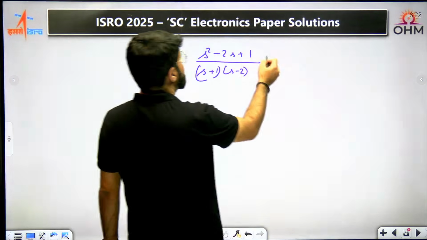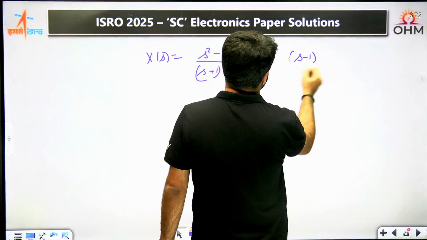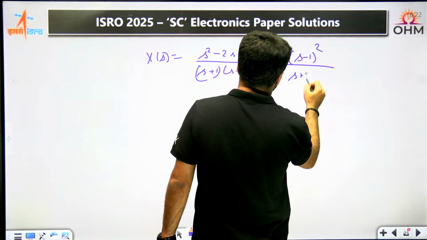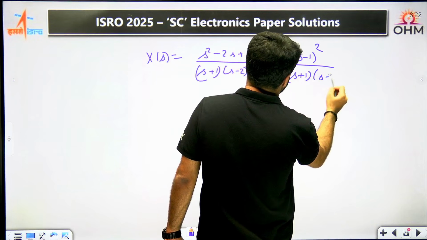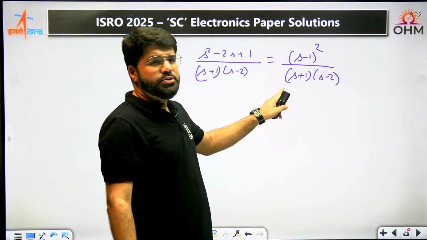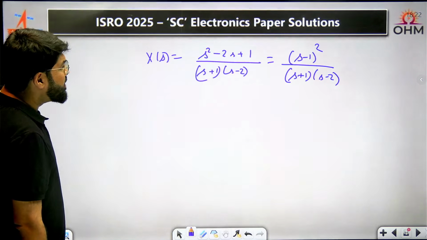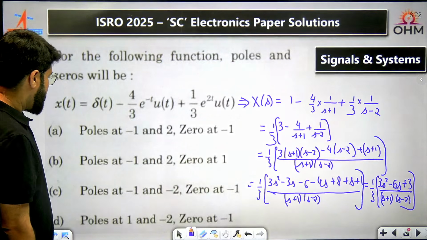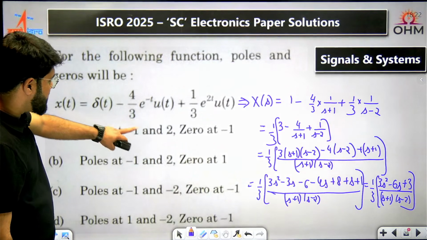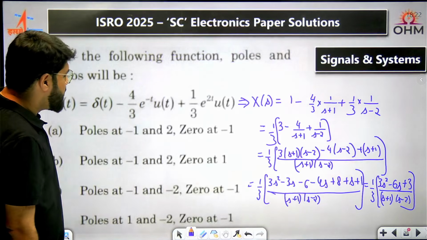Now this is a minus b whole square. This is nothing but (s minus 1) whole square by (s plus 1)(s minus 2). So what are the poles? 2 and minus 1. The zero is at 1, a repeated zero at 1. Now let's see the answer. Poles at minus 1 and plus 2, and the zero is at plus 1.